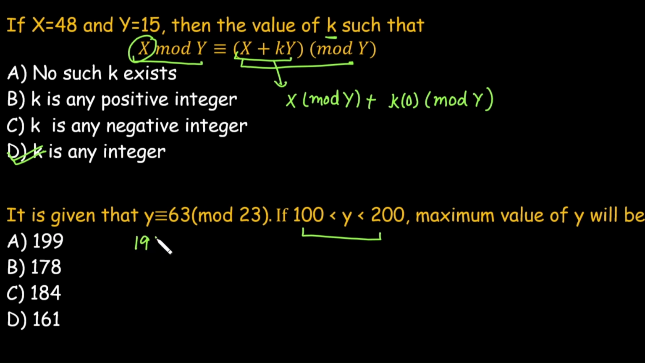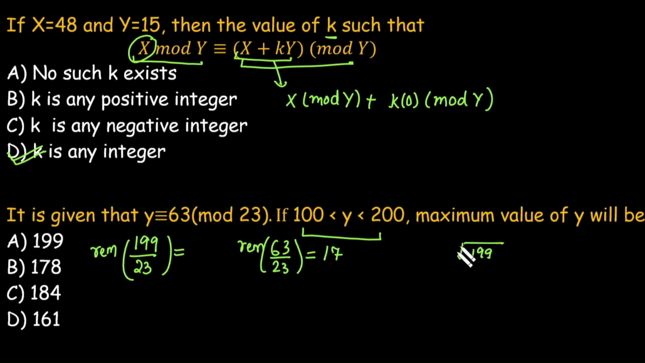Check it, 199 when divided by 23, what is the remainder? And also check it when 63 is divided by 23, what is the remainder in this case? In this case, the remainder is 17. What about this? When 199 is divided by 23, quotient is 8 and here we have 184. Subtract this, we get 15. But we need the remainder as 17. Hence, we can discard this option.